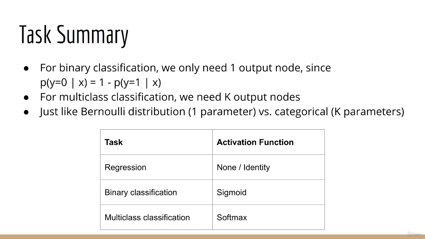Using the sigmoid, we only need one output node, because since we know the probability of the output being 1, the probability of the output being 0 is just 1 minus that. This is the same type of thing you see when you're looking at the Bernoulli distribution versus the categorical distribution. The Bernoulli distribution is a categorical distribution where there can only be two outcomes. Thus, it only has one parameter. The categorical distribution, on the other hand, if it has k outcomes, it also has k parameters. And that brings us to our third scenario, which is multiclass classification. For this, we use the softmax activation function.